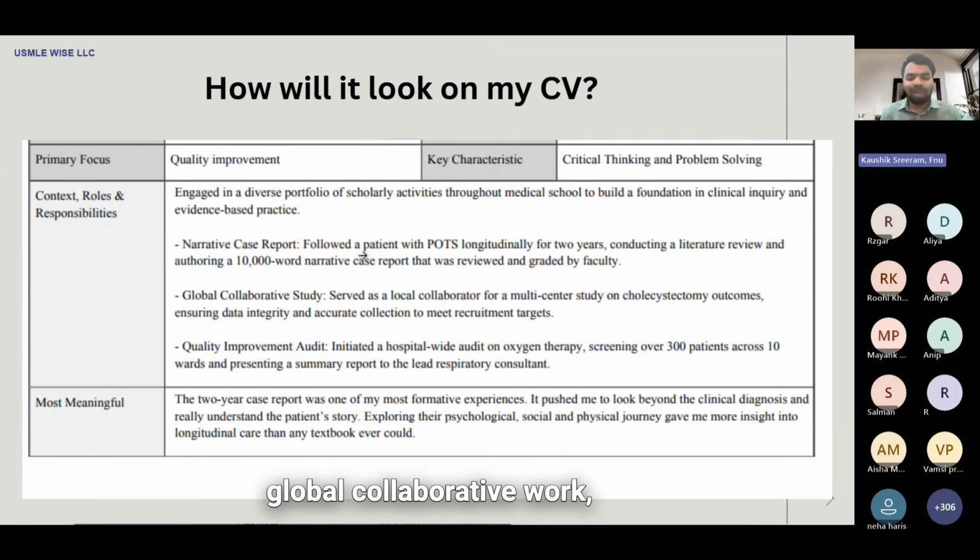And when you say global collaborative work, let's say you work with one of our groups or anyone else in collaborative research. If all you do is just enroll patients, you say, I will help this group enroll 5 patients, you're good to go. You fit this criteria. Yes, you said you were responsible for data integrity and meeting the recruitment targets, which is very important. And a quality improvement audit, let's say as an intern. I'm pretty sure in most Southeast Asian countries, you have a big patient load. If you create a report, that is also scholarly activity.